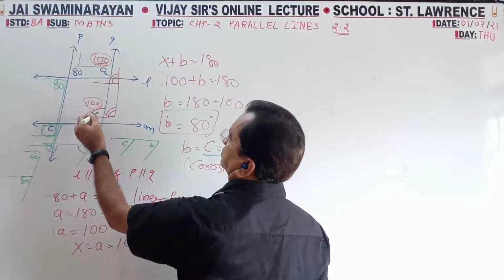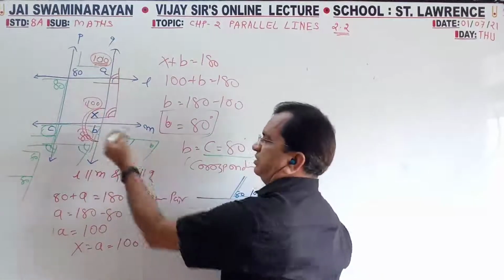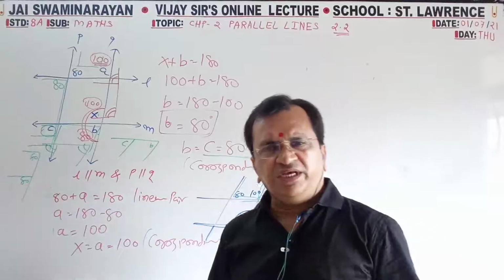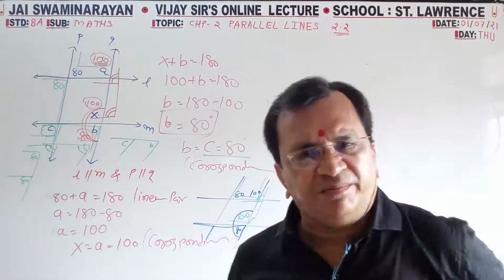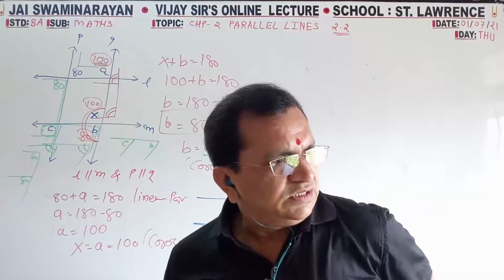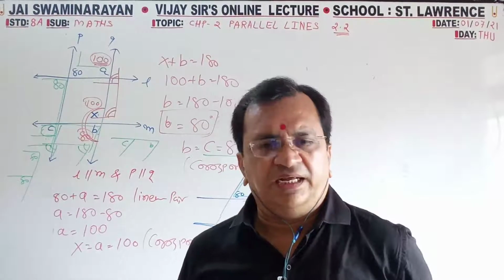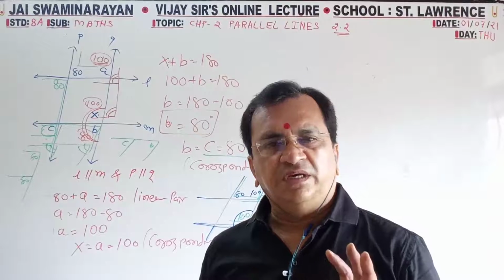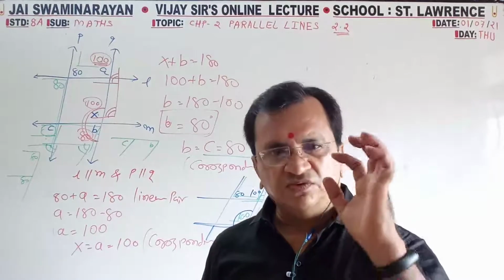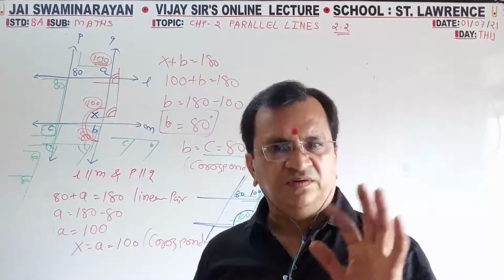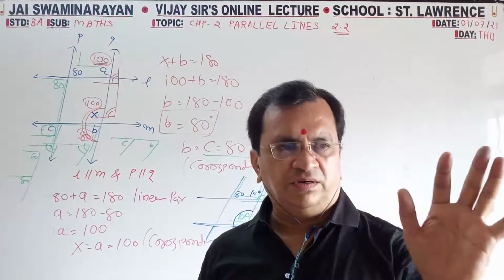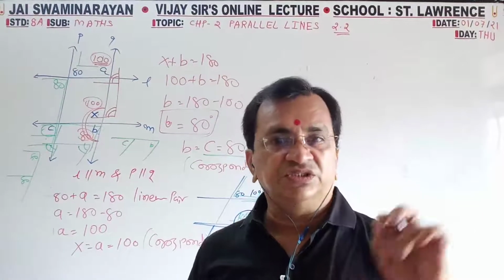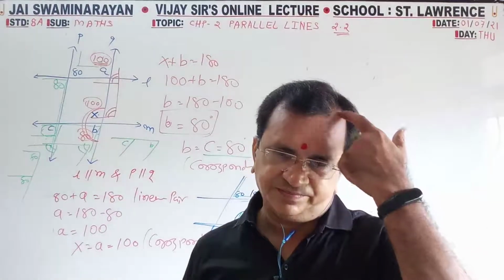This to this corresponding, this to this linear, this to this again corresponding. So there are lots of different methods you can try. But remember the shapes: phi shape, X vertically opposite, Y linear, C interior, F corresponding, Z alternate.